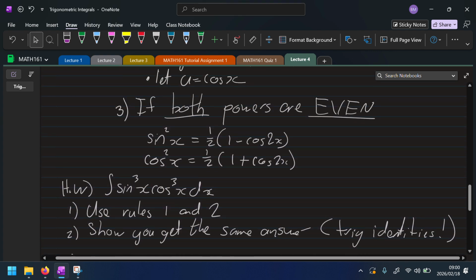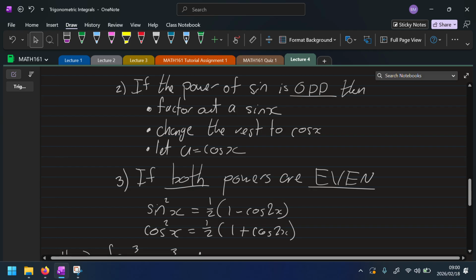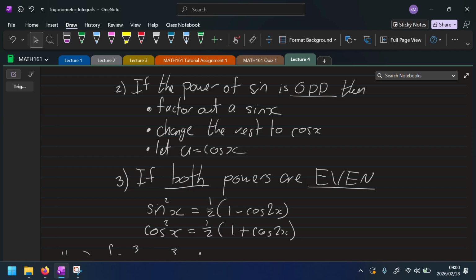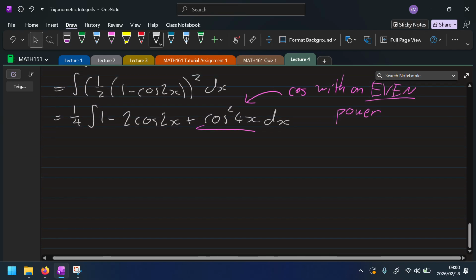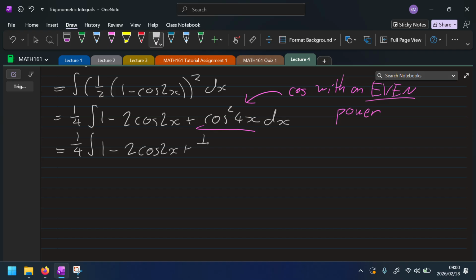Let's go back up a bit. So cos squared, we can write as 1/2 1 plus cos 2x. So we can fill that in. So this will be 1/4 integral 1 minus 2 cos 2x plus 1/2 1 plus cos 8x. Remember, it doubles. So 4 doubles to 8 now. Okay. Then we can expand everything out and do the integral.